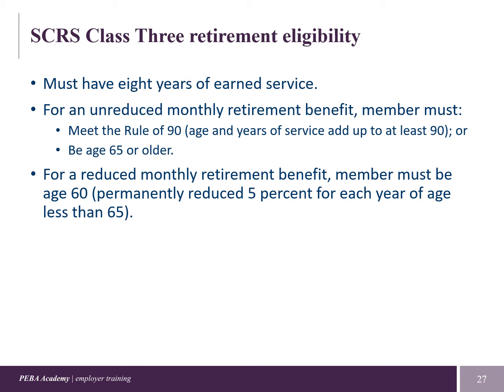To be eligible for Class 3 SCRS service retirement, a member must have no less than 8 years of earned service. For a normal, unreduced benefit, they must meet the Rule of 90 or be age 65 or older. The Rule of 90 is met when the member's age plus their years of service equal at least 90. Early retirement is also an option for Class 3 members. If the member is at least 60 years old, they may retire. The benefit will be permanently reduced by 5% for each year the member's retirement precedes their 65th birthday. Again, early retirement benefit reductions are permanent.